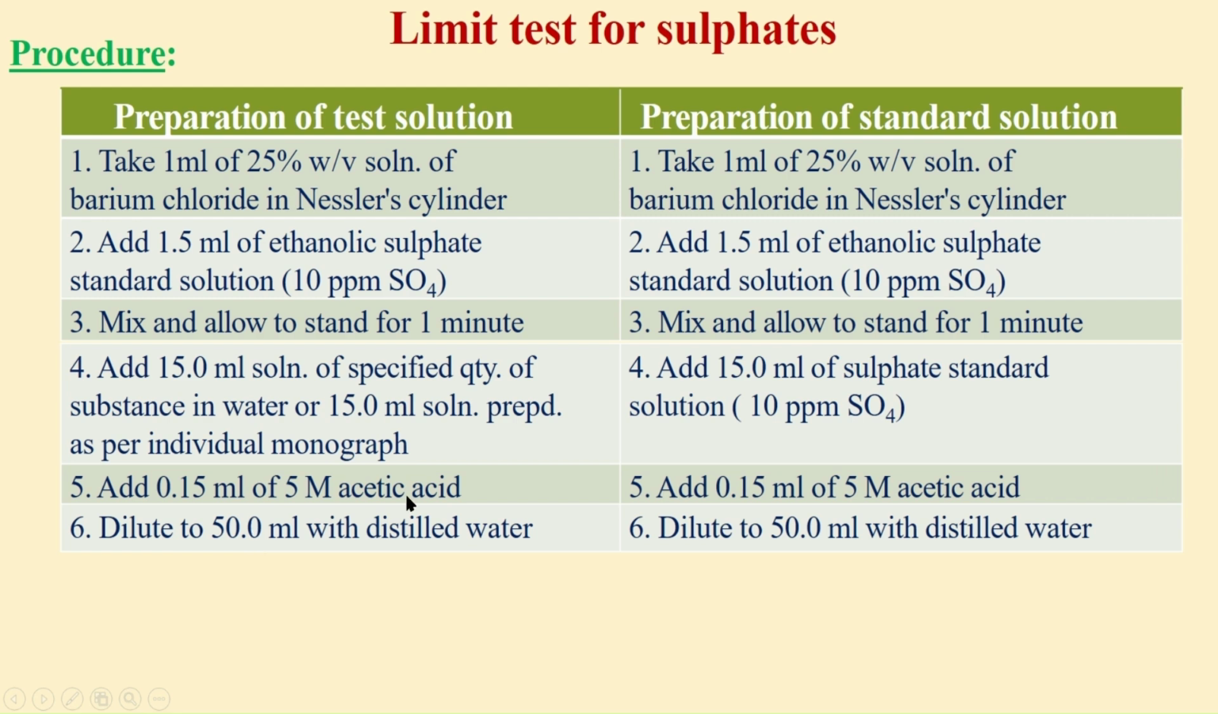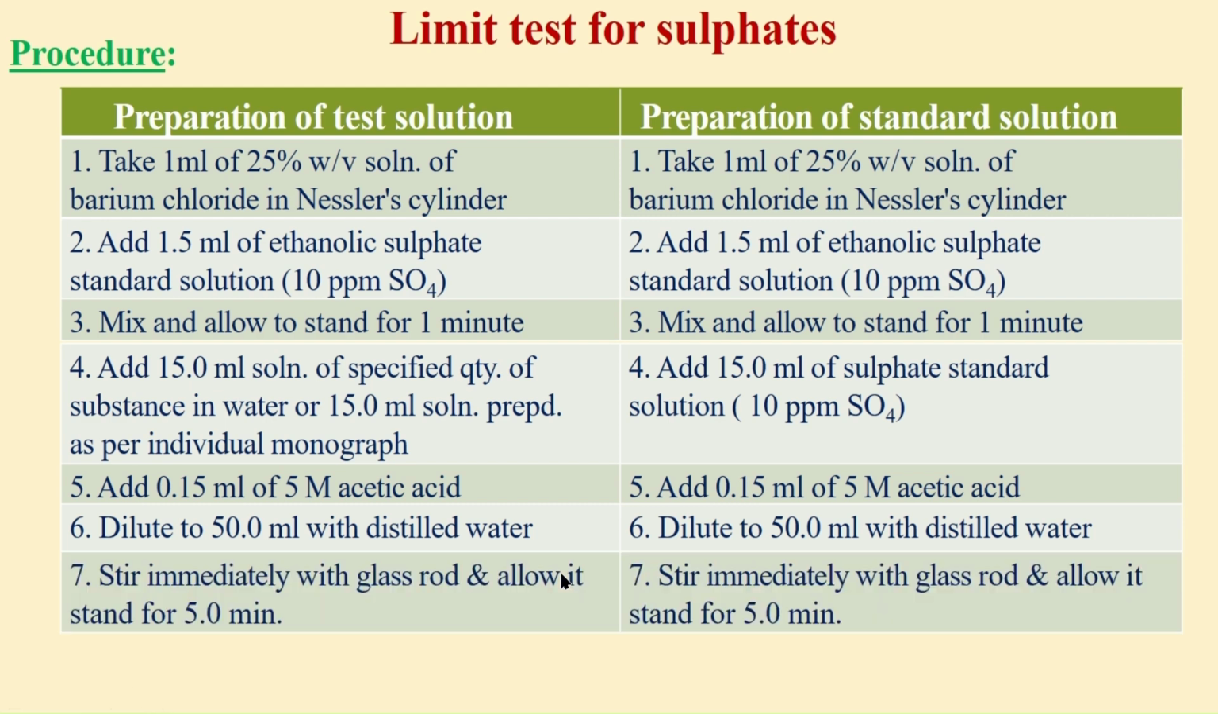We use distilled water because if we use tap water, it also contains sulfate ions which also precipitate. That's why you should always use distilled water when we carry out the limit test. We have to stir the solution with the help of a glass rod after making up the volume to the 50 ml mark, and allow it to stand for 5 minutes. 5 minutes is required for the complete formation of precipitation.